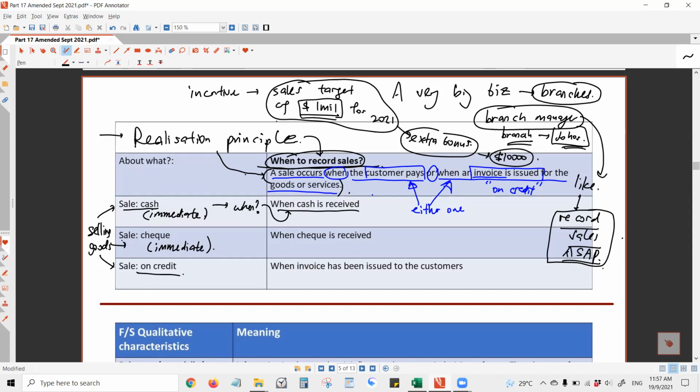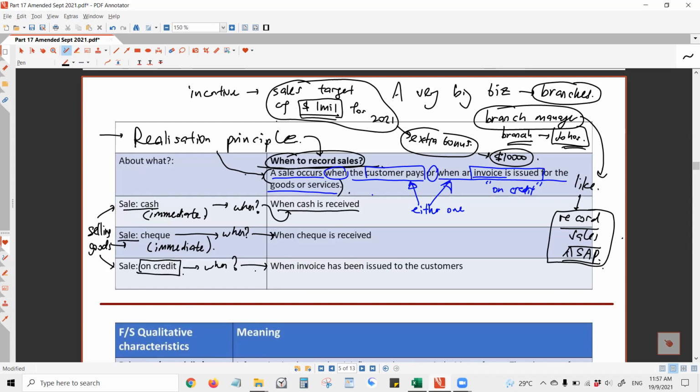Second scenario, you sell goods and receive the check. When should you record the sales? When you have received the check. Next one, you sell goods on credit. When should you record the sales? When you have sent the invoice to the customer.